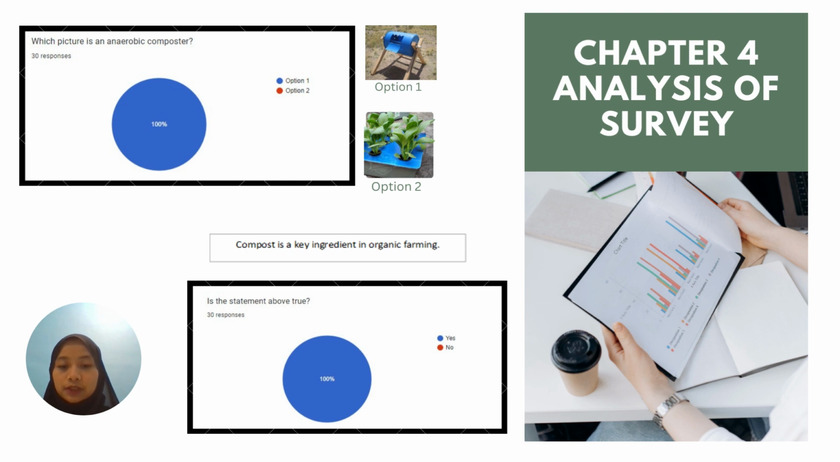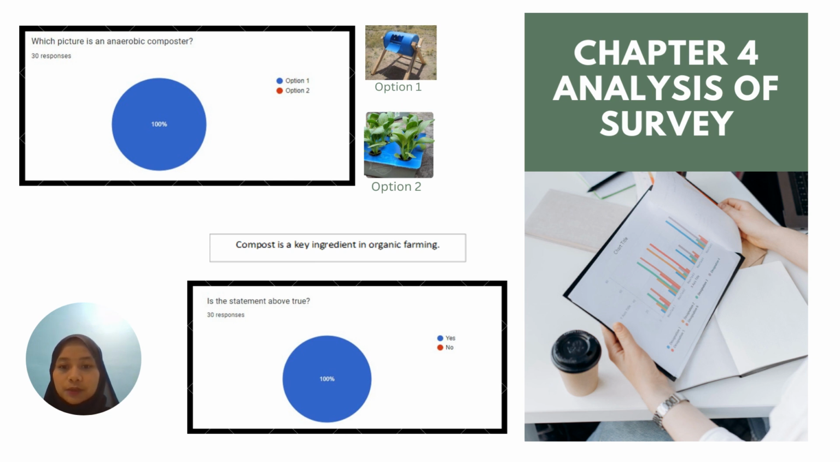This survey contains Section A and Section B. Section A covers questions 1 to 8, which are related to general knowledge and information from the presentation about the composter. For question 1, as we can see, the pie chart shows that a total of 30 students choose option 1, that shows the correct picture of the anaerobic composter.